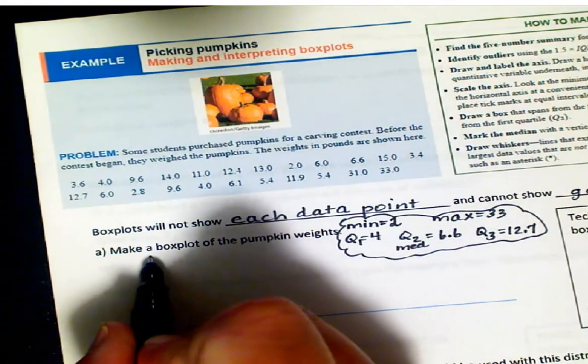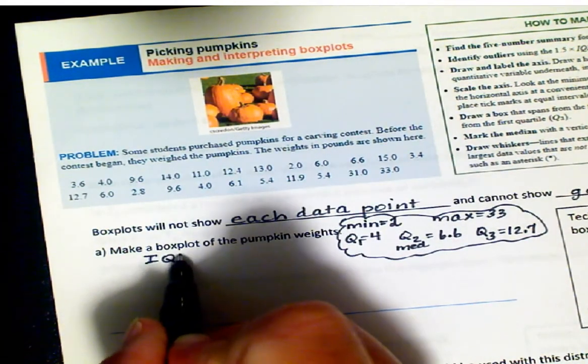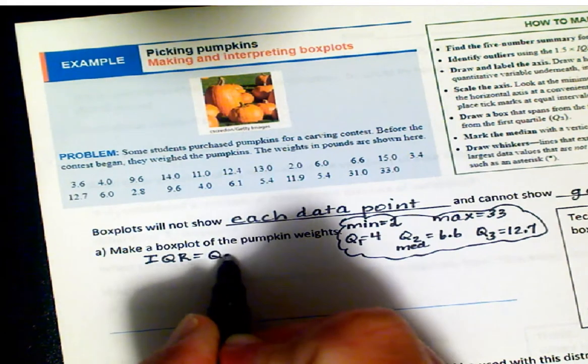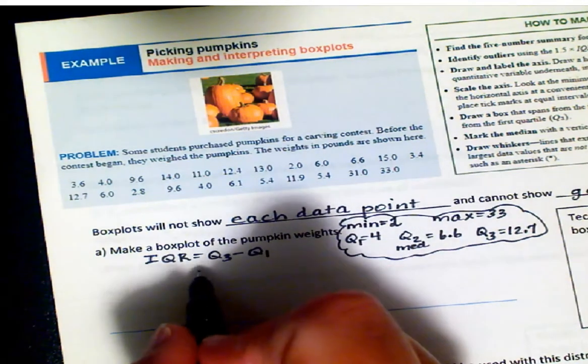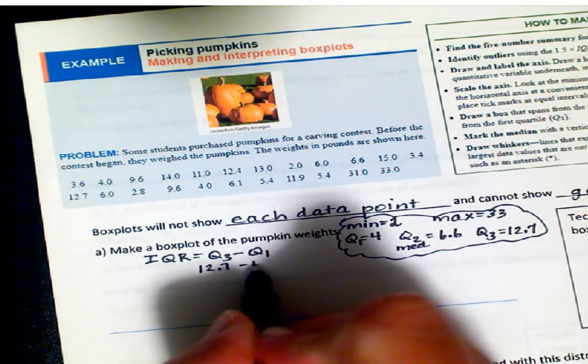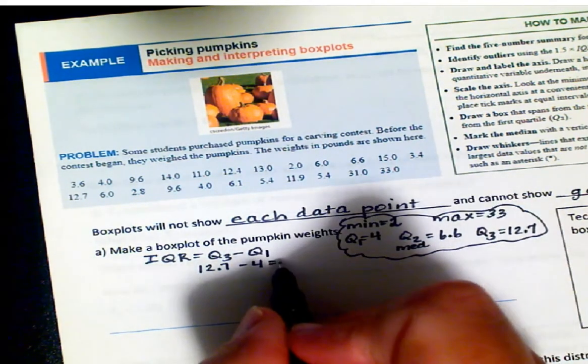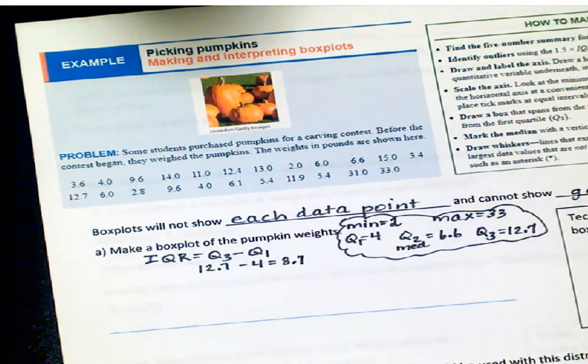The first thing you need to do is find the IQR. And the way you find the IQR is Q3 minus Q1. And we have those values. So Q3 is 12.7, Q1 is 4. And that's equal to 8.7. So that's the first thing you do, okay?